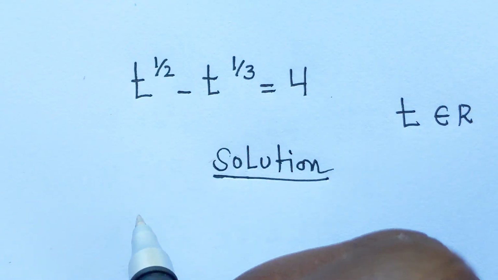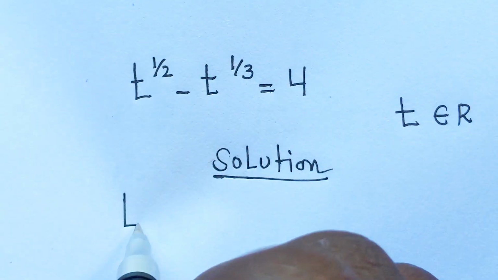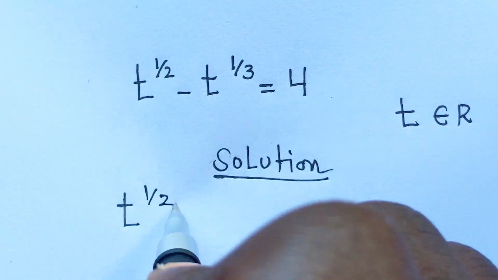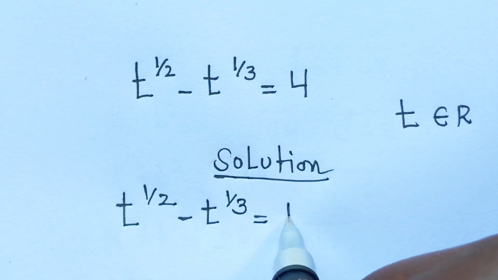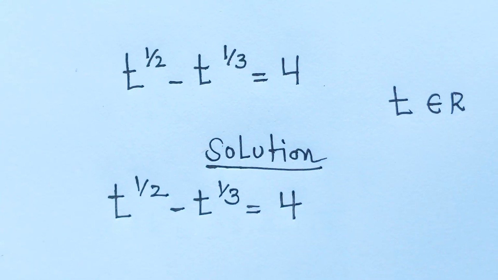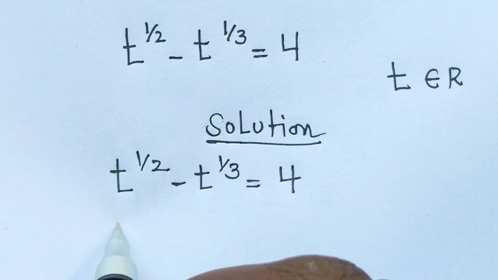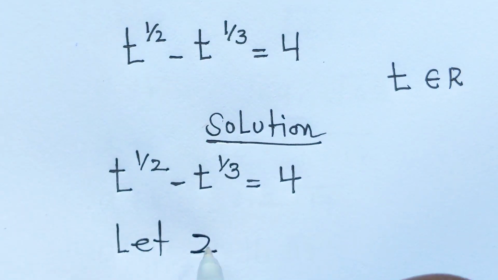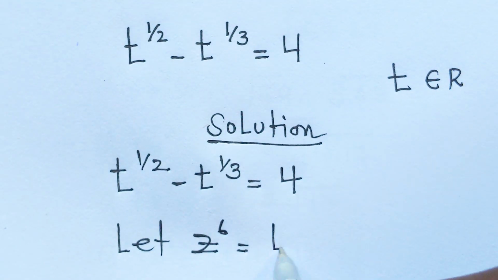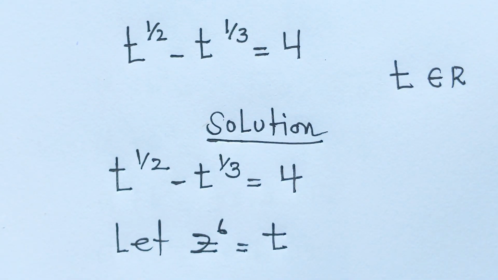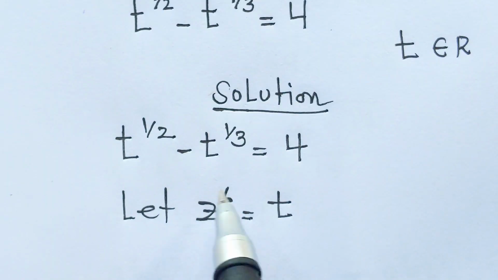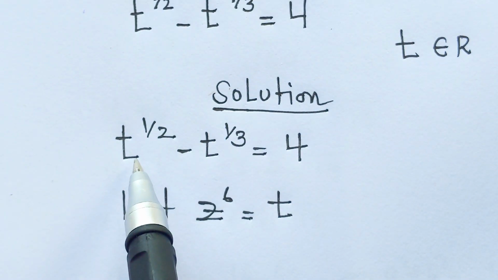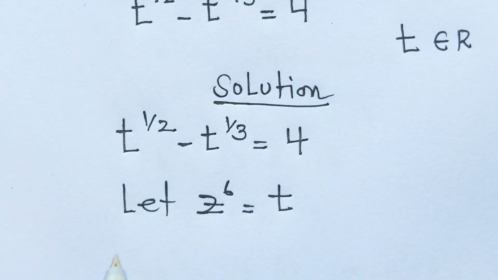Here I have to copy what we have: t to the power 1/2 minus t to the power 1/3 equals 4. At this stage we can write z to the power 6 equals t. Then we are going to take this z to the power 6 and replace the t we have right here.